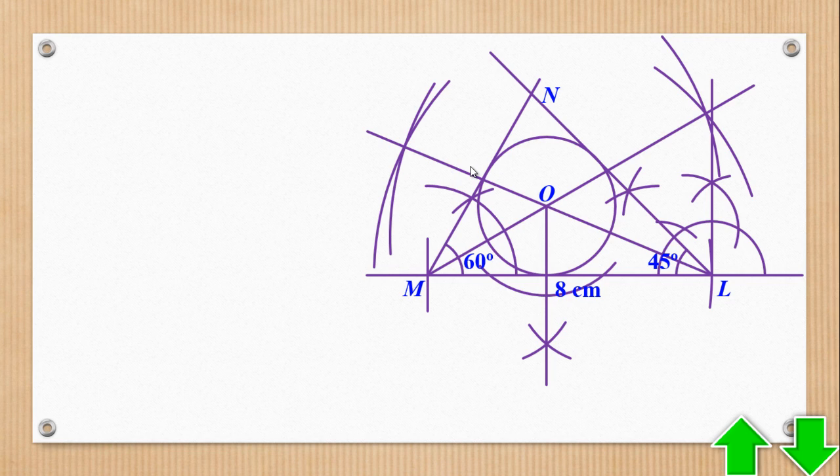Now to get the area of the triangle, we need to drop a perpendicular, because area of a triangle is a half base times height. But we don't know the height yet. So I'll come here and draw a perpendicular through N. So draw an arc of N radius, then remove the needle from there, put it here, draw an arc.